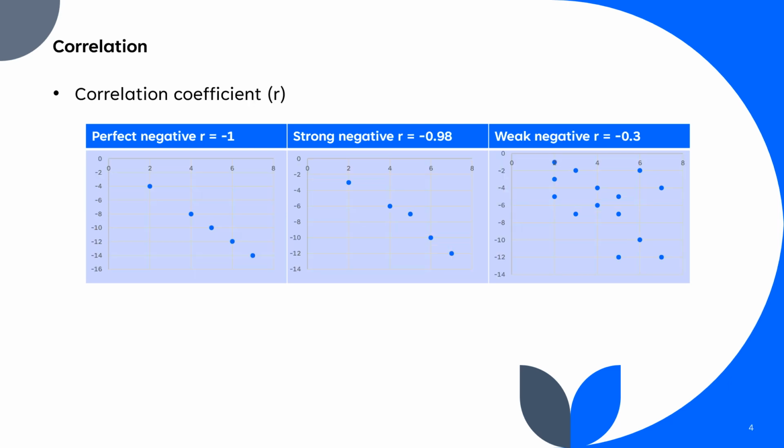Here's our negatives. So the perfect negative is -1. All the dots are in a slope in a negative direction, so negative gradient, and they're all in a straight line. Negative 0.98: negative slope, but not perfect, but pretty close. And weak negative is -0.3. So you can just tell that it's negative.